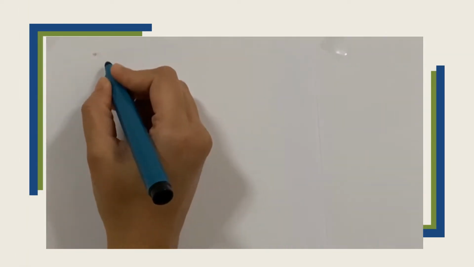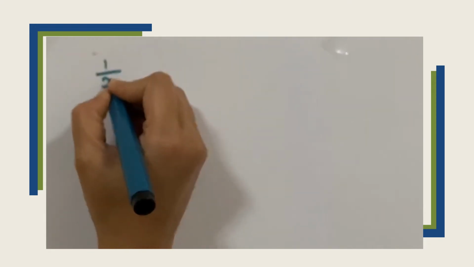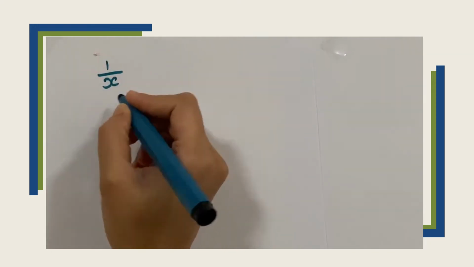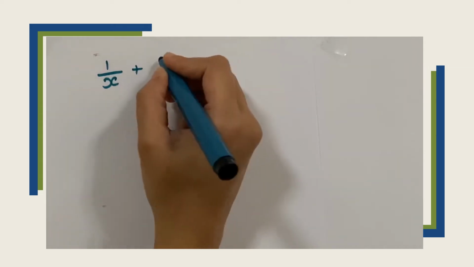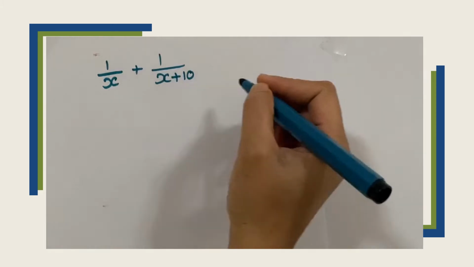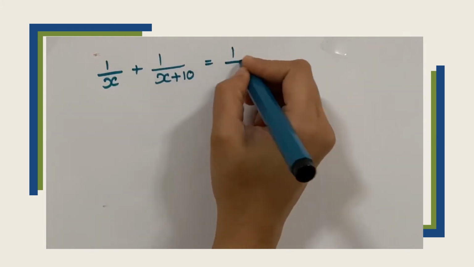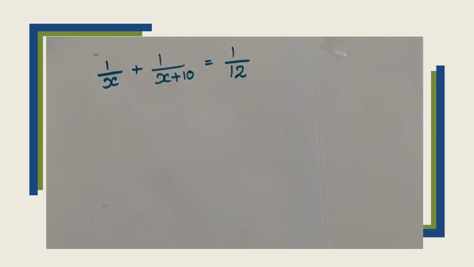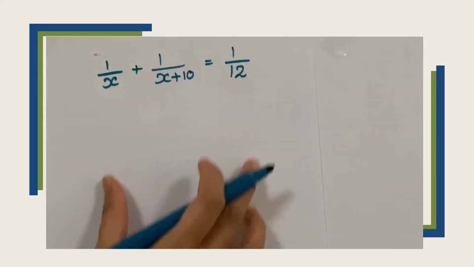The first pipe fills 1 by x part of the tank in 1 hour, and the second pipe fills 1 by x plus 10 portion of the tank in 1 hour, and together both pipes fill 1 by 12 portion of the tank. Now let's solve this.